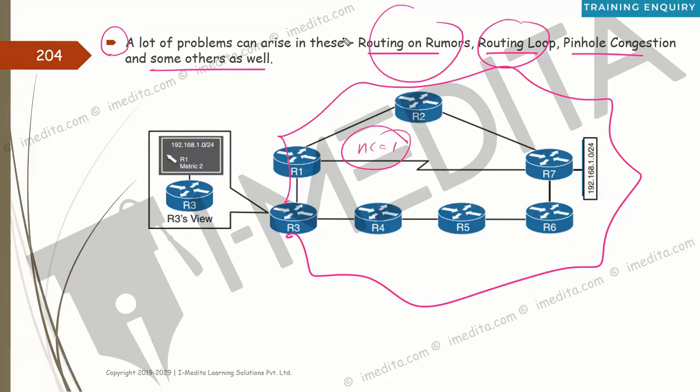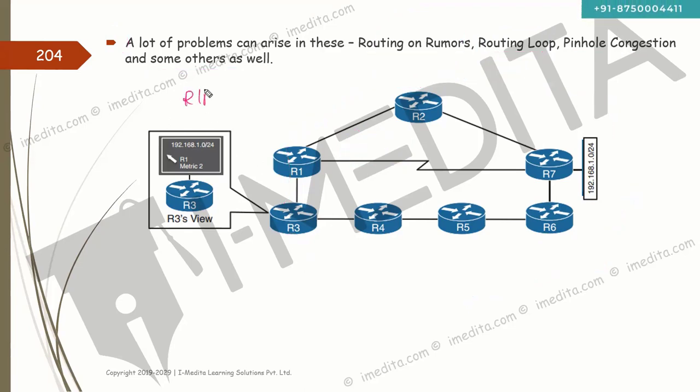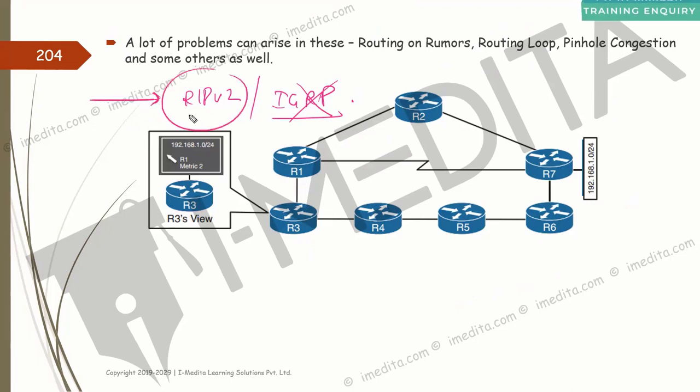That is why these distance vector routing protocols are not very popular. These protocols are not very popular to be used in the production environment. You will hardly see a protocol such as RIP or IGRP in your production environment. IGRP is officially obsolete. RIP version 2, you can still see in some places where RIP version 2 is the only protocol supported. But other than that, you will very hardly see the RIP version 2 protocol.